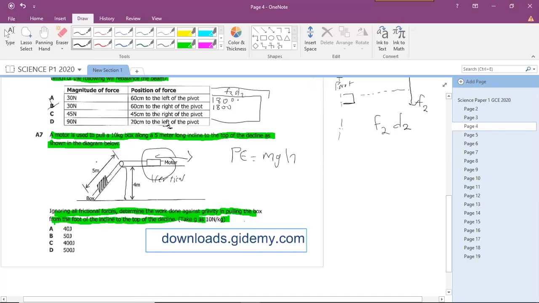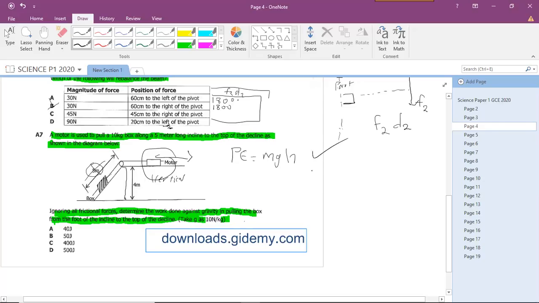We would have used this here if it was work done against friction. But the question says we're ignoring frictional forces. So this horizontal distance, we're not going to use it in our formula. Work done against gravity is the height here, the vertical height.